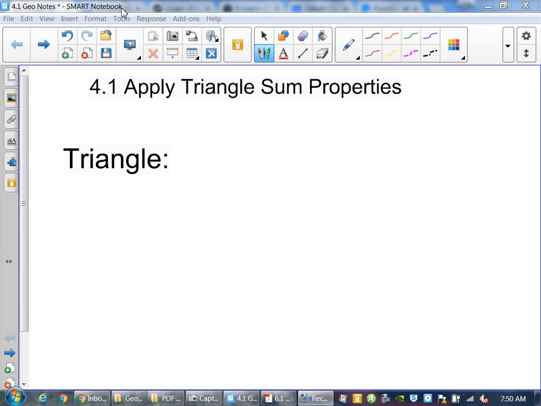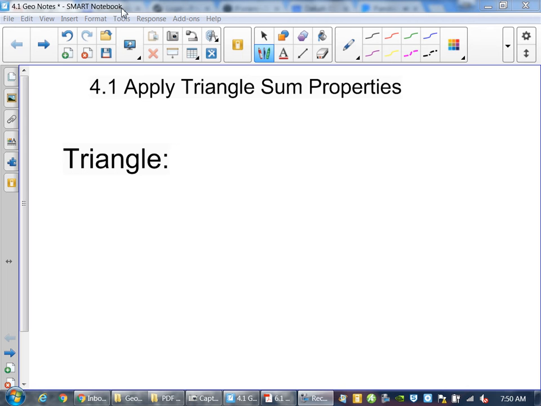So today we'll talk about triangle sum properties. This stuff, we've actually shown one of these theorems earlier this school year. This one is the easiest though. How many degrees are inside of a triangle? 180. Okay, how many degrees?